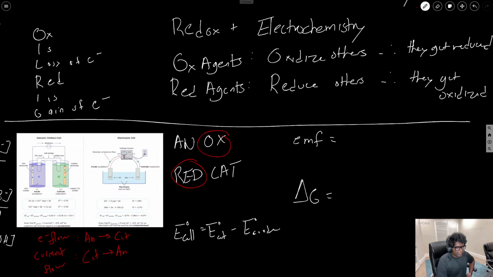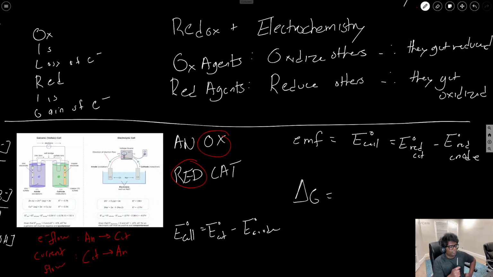Now, let's move on to EMF and delta G. Let's wrap this up really quick, guys. EMF, honestly, is the same as E cell. EMF equals E cell. It's the reduction potential at the cathode minus the reduction potential at the anode.